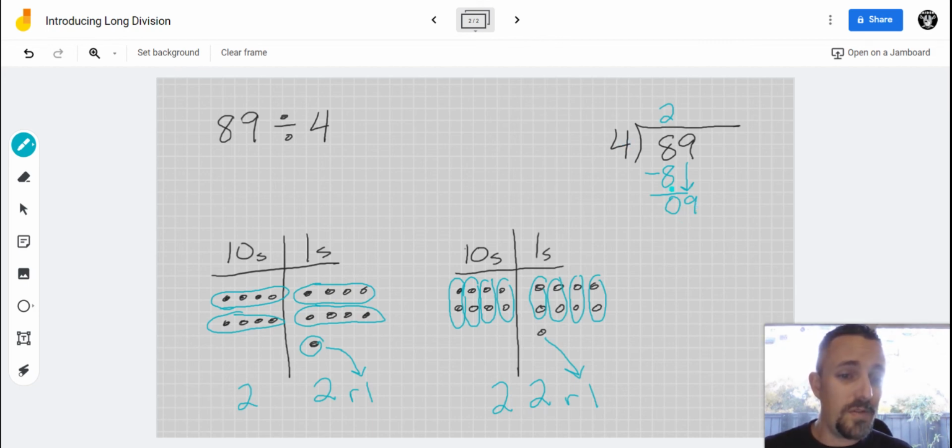Well, 4 fits into 9 also twice, but this time you have 2 times 4, which is 8, and so I don't have none left over. I have 1 left over, and that 1 again becomes my remainder. So once again, the 4 is my divisor, 89 is my dividend, 22 is my quotient, and a remainder of 1. So that is how you do long division.